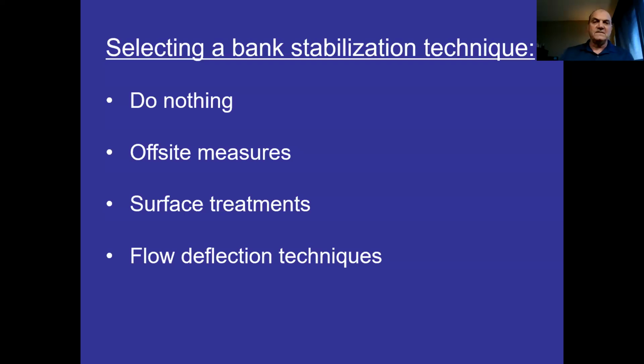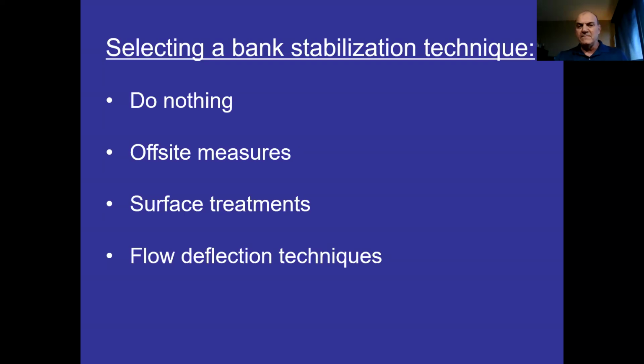So that brings us to the second part of the report and this talk, which is how do we select an appropriate bank stabilization technique? The first option we should always consider is a do-nothing option. Is there really a problem with the erosion? Again, think of erosion as the channel adjusting itself towards an equilibrium condition, trying to reach stability or maintaining stability.